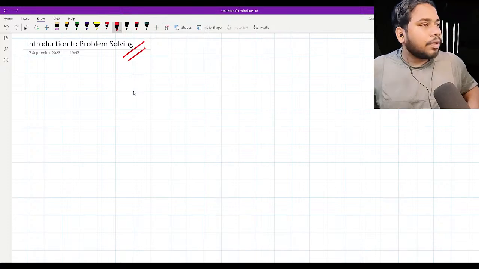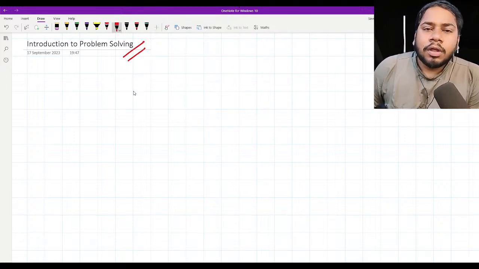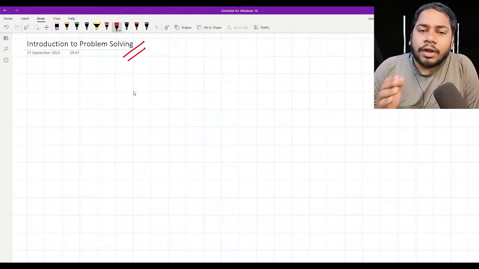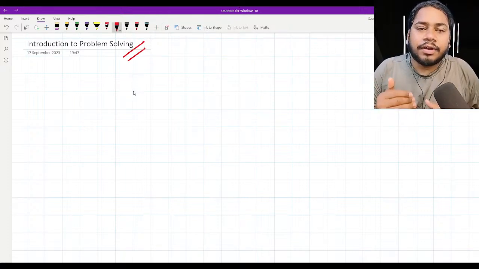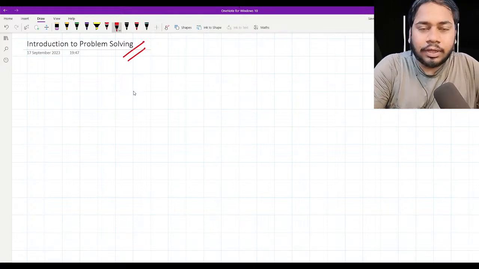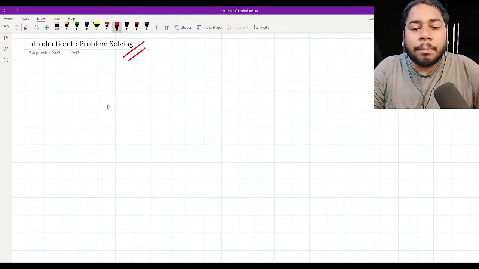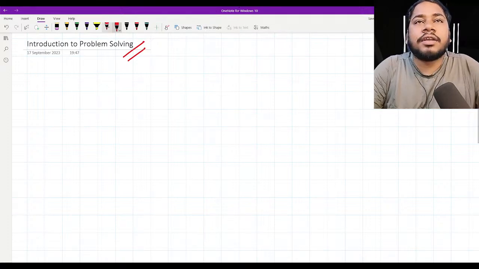So now we will train ourselves to solve these DSA problems. This class will be mostly a theoretical class, but you will get to learn many things.